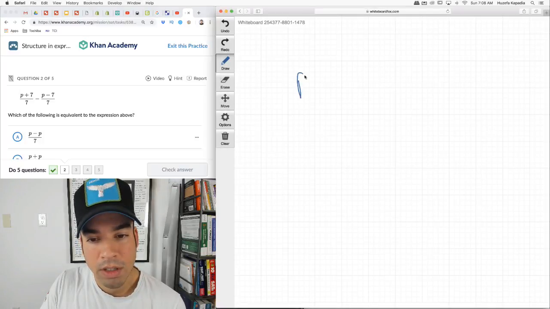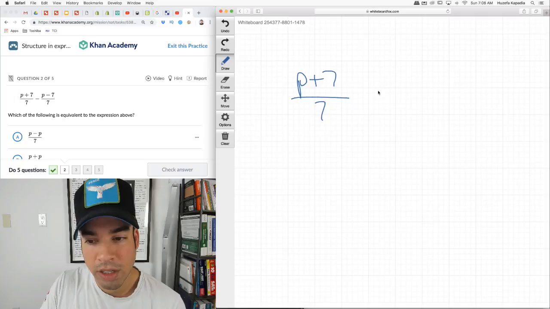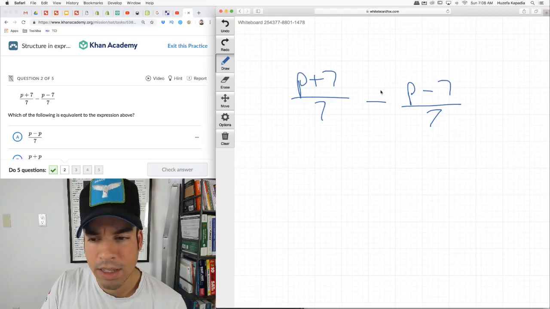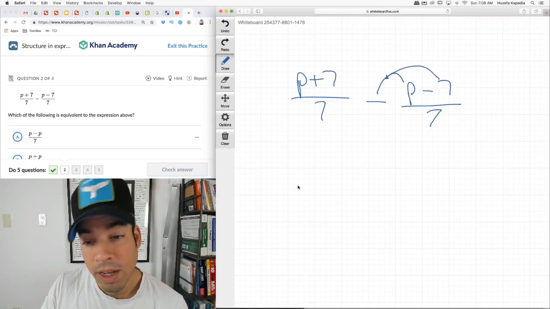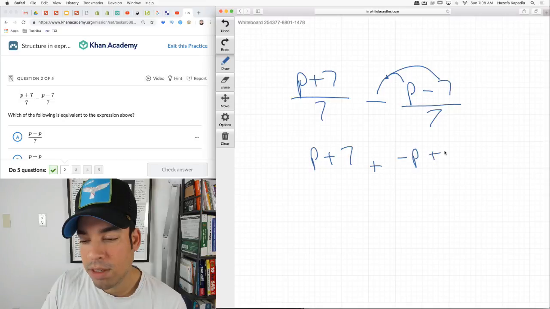Now, this is actually a pretty good problem because they're just trying to get you on a little trick, and it has to do with that minus sign. So when we see a minus, really what we need to do is immediately distribute it across the numerator and just turn it back into a plus. So then it's P plus 7 plus negative P plus 7.